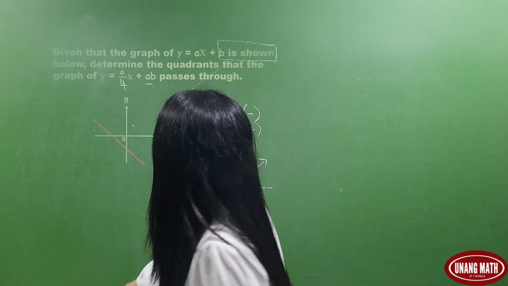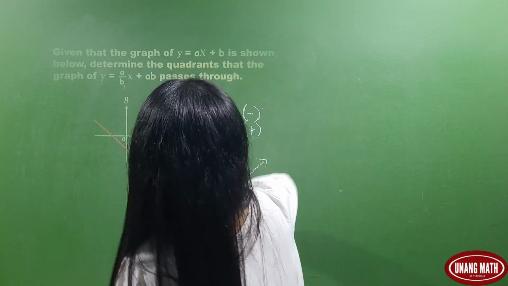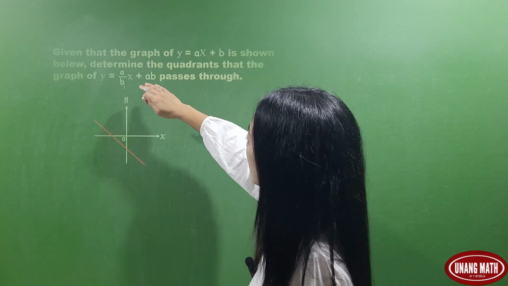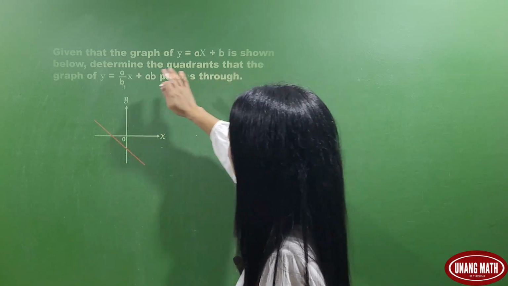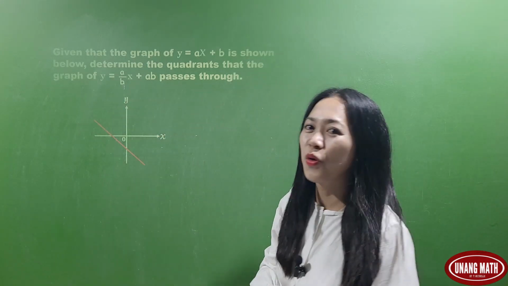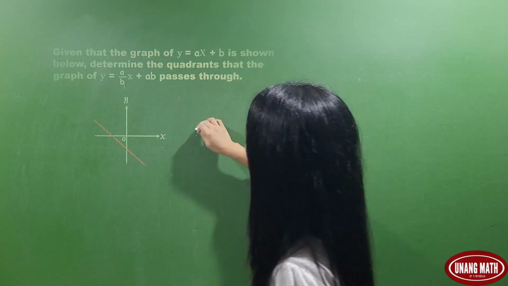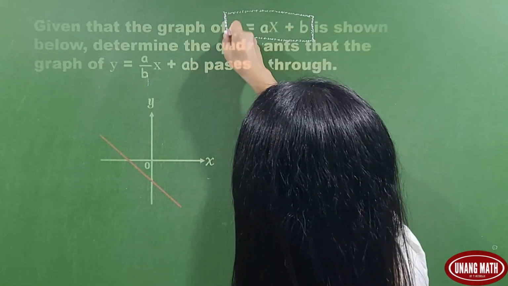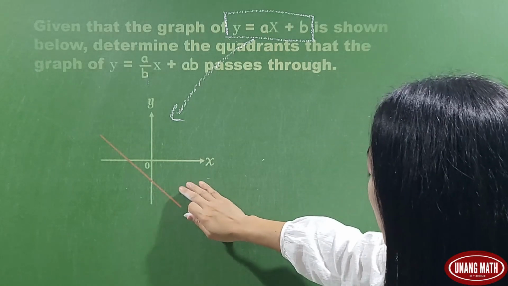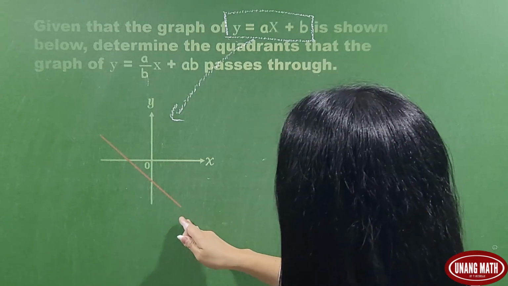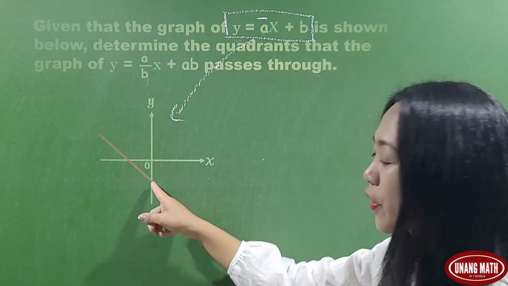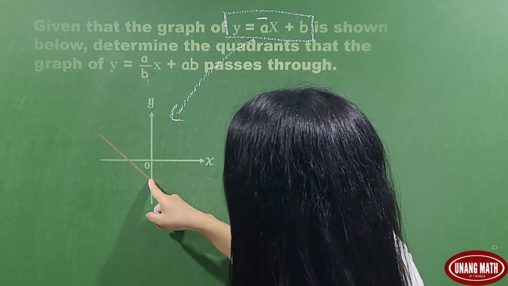Okay, moving on to our last problem. Given that the graph of y is equal to ax plus b is shown below, we will determine the quadrants that the graph of y is equal to a over b x plus ab passes through. According to this problem, y is equal to ax plus b refers to this graph. If we take a look at this graph, it slopes downward, that means a is negative. And it touches the negative y-axis.